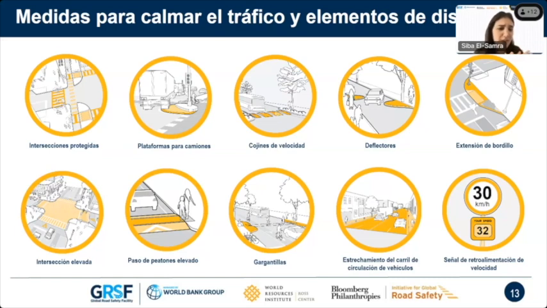We have here some that are widely used, like the speed humps or curb extensions, and maybe ones that are still newer to be used, like the chicanes and the chokers. We'll talk about all of those very briefly in a minute. Next.